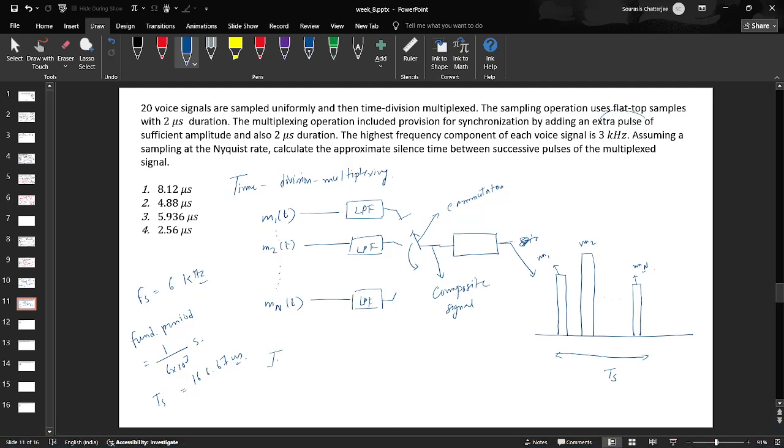So in 166.67 microsecond, we need to accommodate 20 voice samples, one from each of them, m1, m2 up to m20, plus one synchronization pulse. So a total of 21 pulses should be there in this particular interval.